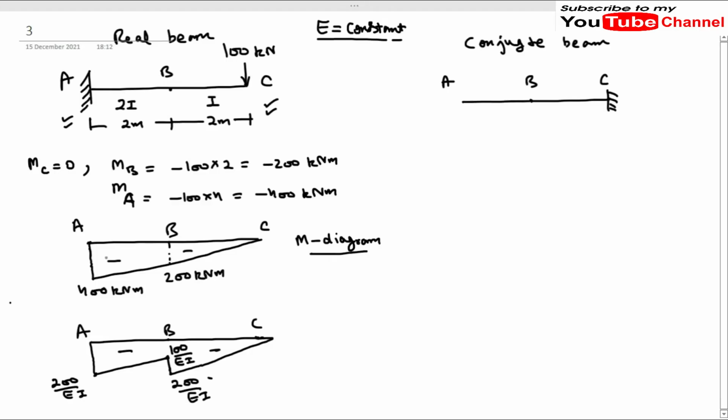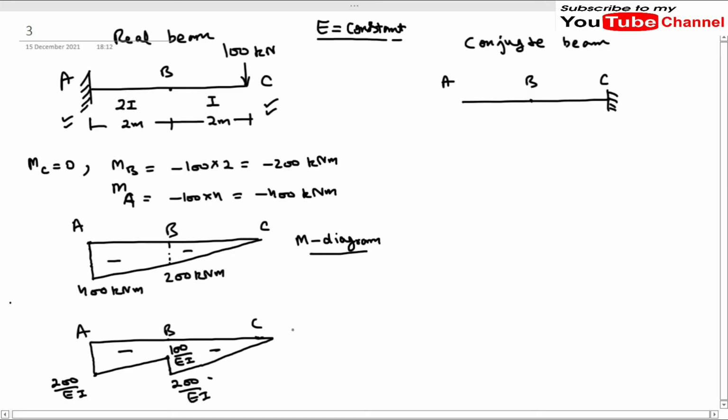What I have done is divide the bending moment diagram ordinates by the moment of inertia of that segment. So when we divide 400 by 2EI, it will be 200 by EI. When we divide 200 by 2EI, it will be 100 by EI. And for the segment BC, the value of I is I, so it will not affect our bending moment diagram for the segment BC.